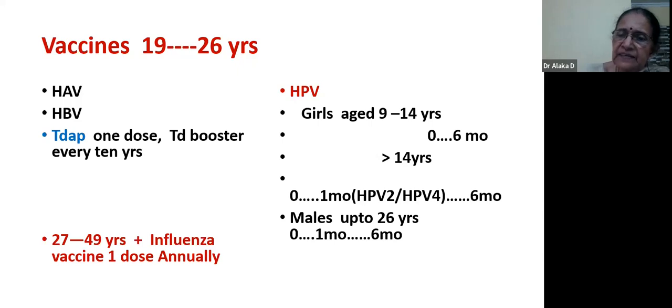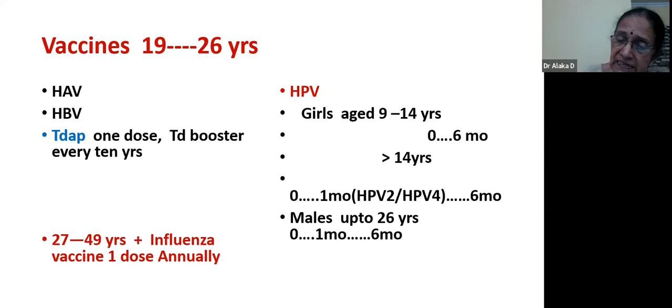Girls aged between 9 to 14 years are given 0 and 1 dose. And those who are more than 14 years have been given 3 doses, 0, 1 month and 2 months. And that should be HPV 2 or HPV 4.